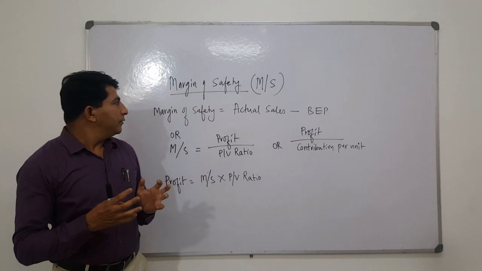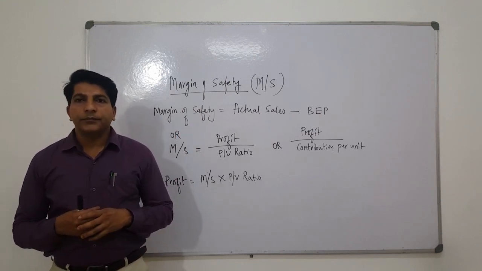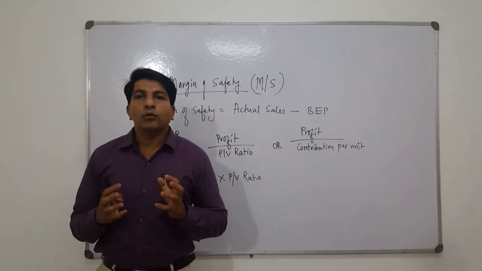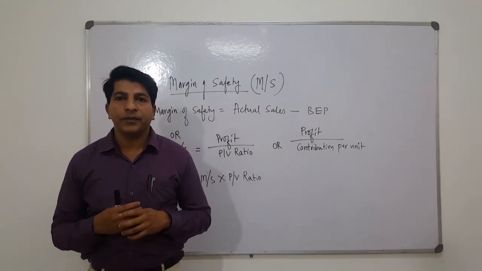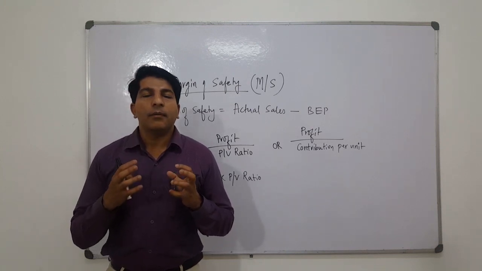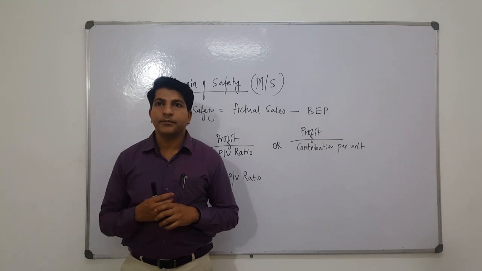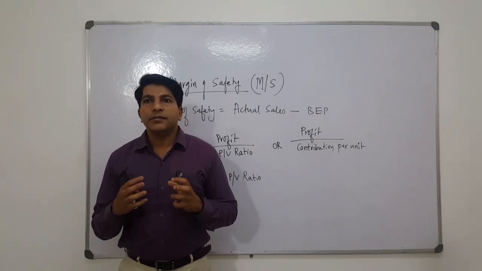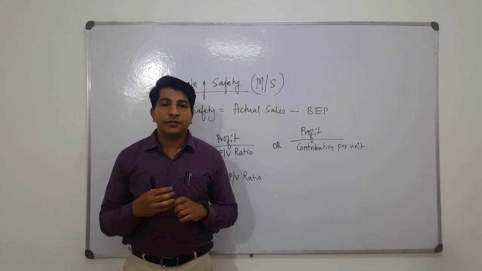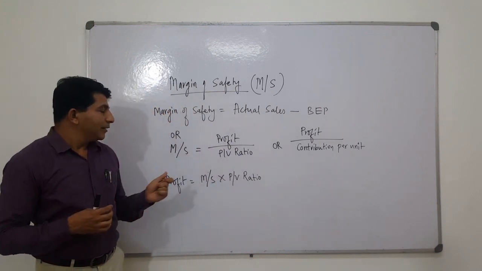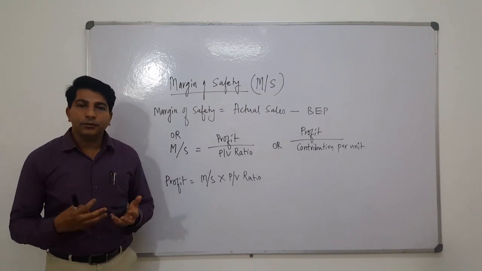See, margin of safety is the difference between the actual sales and the break-even point. In other words, it is the amount by which actual volume of sales exceeds the break-even point. The size of the margin of safety indicates soundness of the business. Margin of safety is directly related to the business. It indicates the profit margin. It is related to profit.